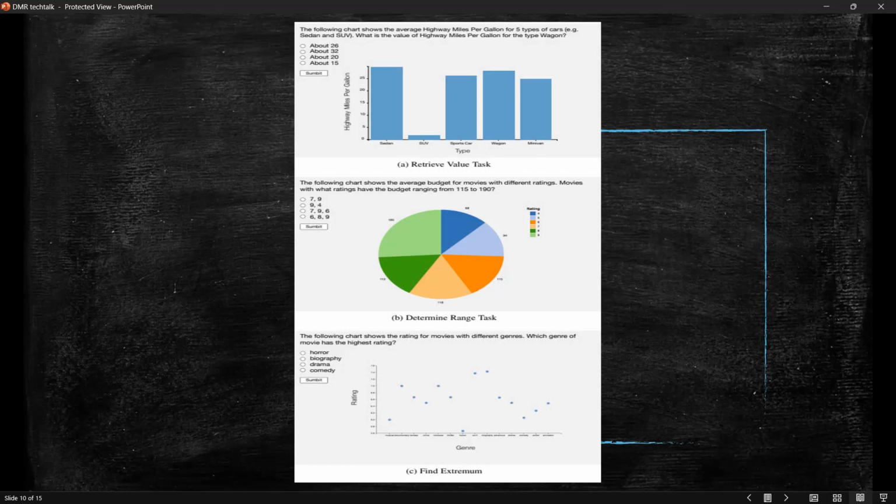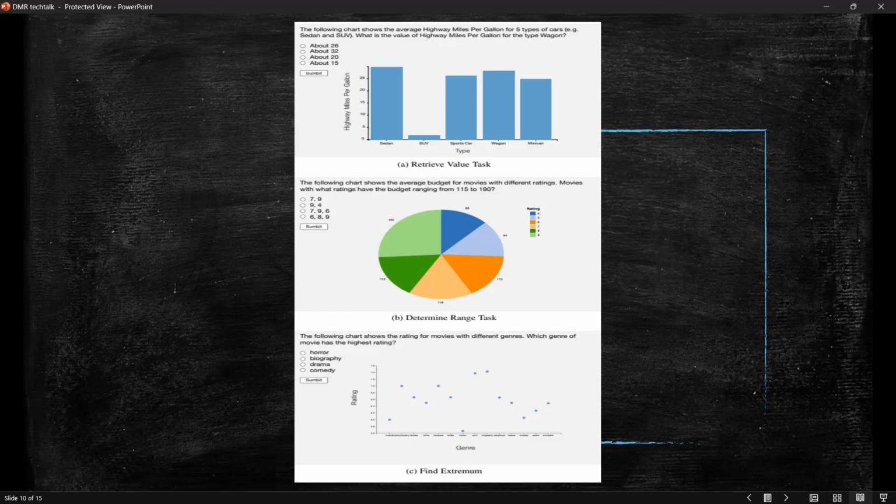The first one is about the average highway miles per gallon for two types of car, sedan and SUV, represented in a bar graph. The second is the pie chart, which shows the average budget for movies with different ratings. Movies with what ratings are the budget from?